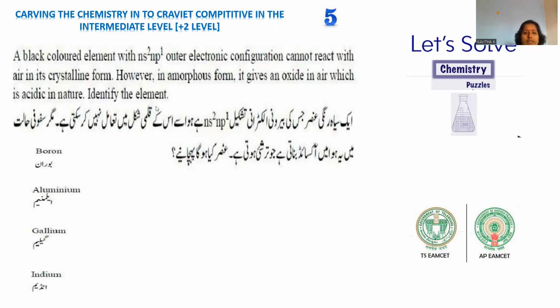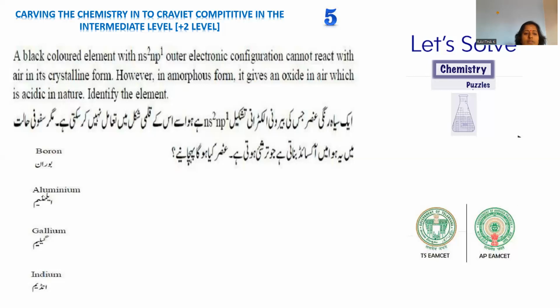Identify the element. Here, from this data, it is obvious that ns2np1 is the main group 3 element. The options provided are boron, aluminium, gallium, indium. All these belong to main group 3 only, so either of the options might be correct. But from this, we have to get the black colored element.